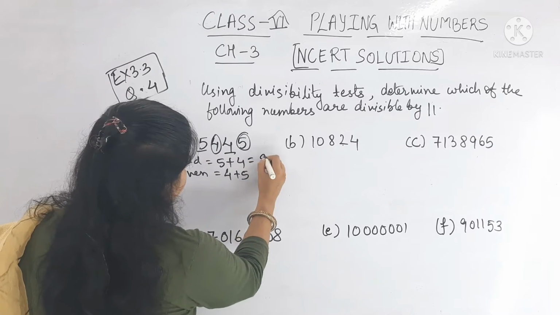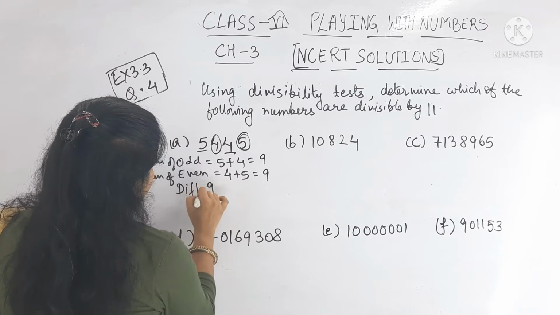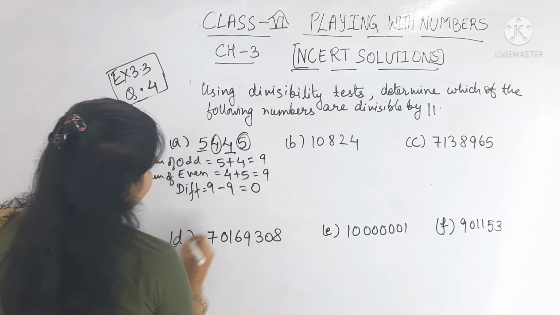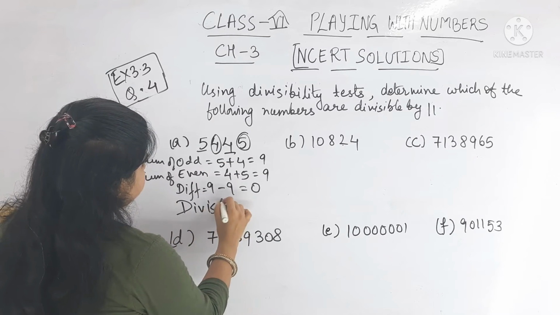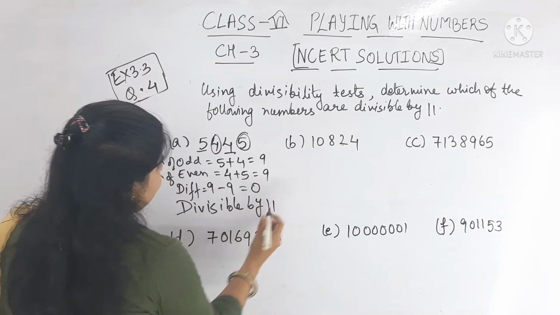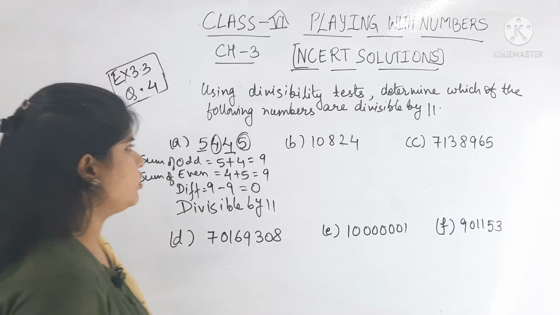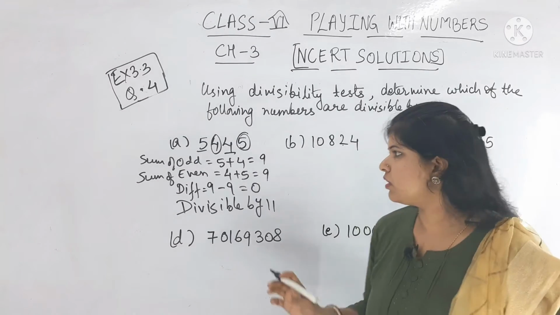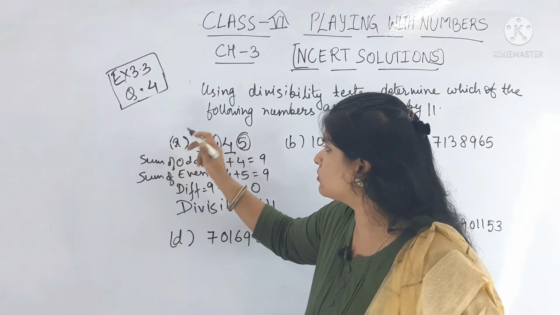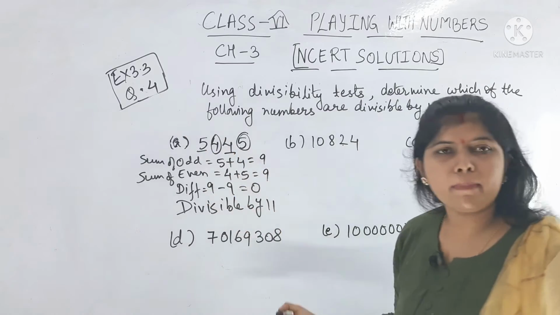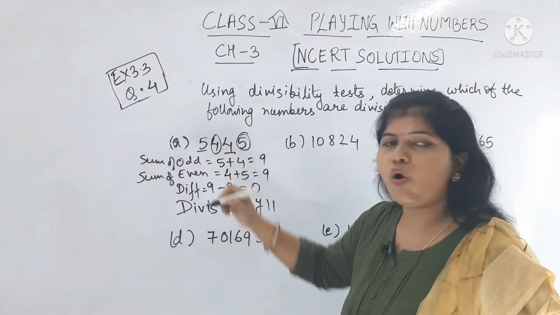So 5 plus 4 is 9, 4 plus 5 is 9, so I will take the difference. 9 minus 9 equals 0, which is divisible by 11. So this number is divisible by 11. As the result is divisible by 11, the number will be divisible by 11. This is the short method for divisibility by 11. You don't need to use the long division method.